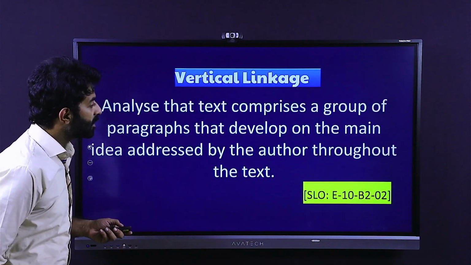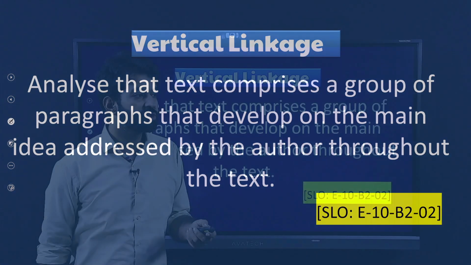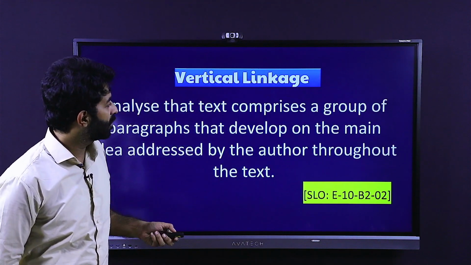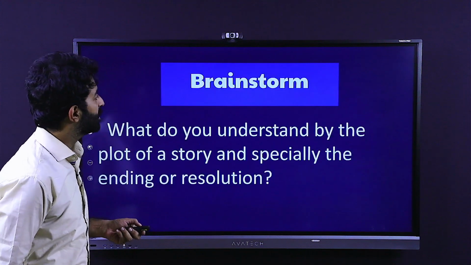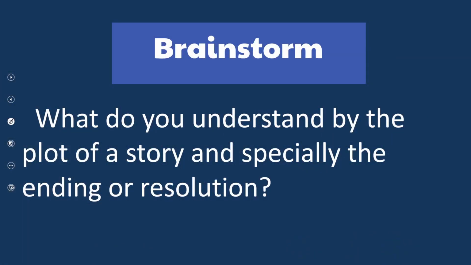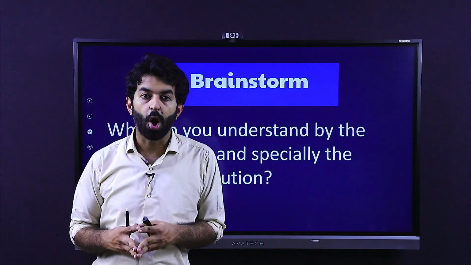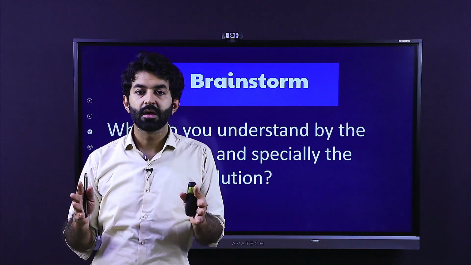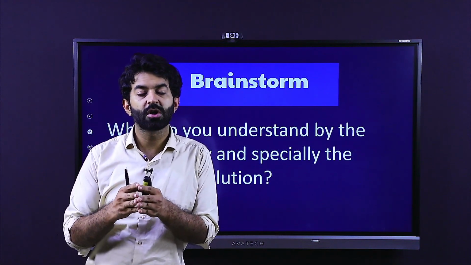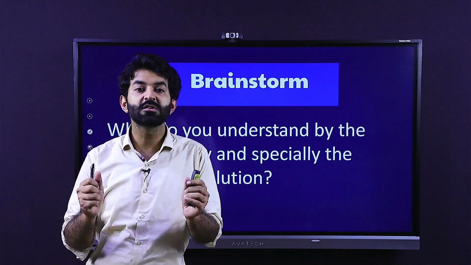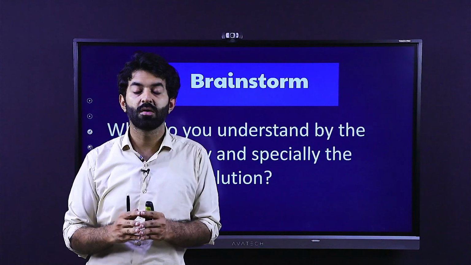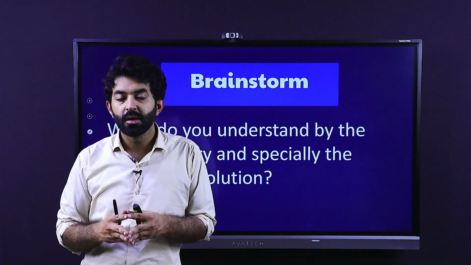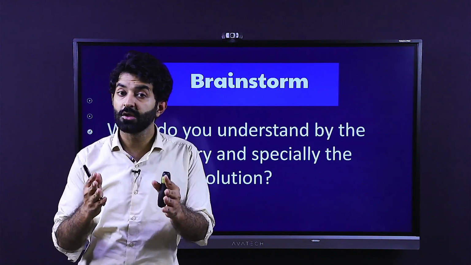Now, students, here is your vertical linkage. It links your SLO with the previous grade 10. A similar kind of SLO was introduced in the previous grade. Now, what do you understand by a plot? Students, we have talked about it. A story, when it is told in a very organized manner, following a specific pattern, this is what we call a plot. Now, in a plot, we have different stages. Can you name these stages?